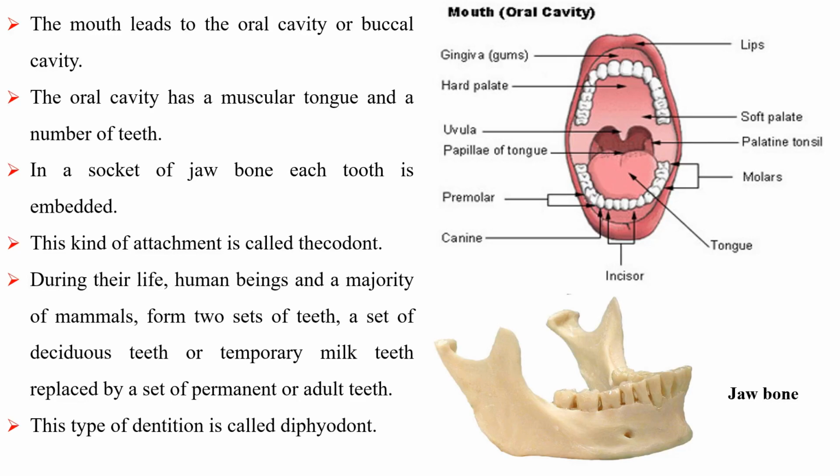The oral cavity has a muscular tongue and a number of teeth. In the socket of the jawbone, each tooth is embedded. This kind of attachment is called thecodont. During their life, human beings and a majority of mammals form two sets of teeth, a set of deciduous or temporary milk teeth replaced by a set of permanent or adult teeth. This type of dentition is called diphyodont.